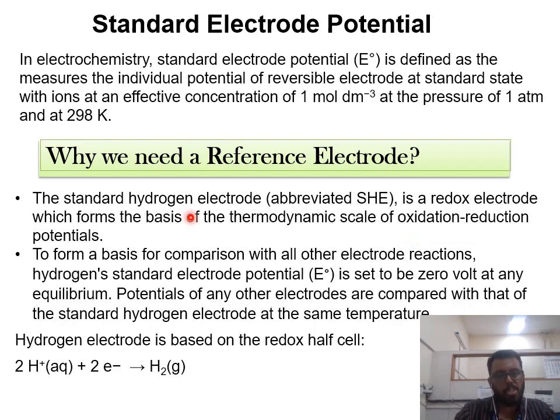It is a redox electrode which forms the basis of the thermodynamic scale of oxidation reduction potential. To form the basis of comparison with all other electrode reactions, the hydrogen standard electrode potential is considered as zero, and it remains zero at any equilibrium. It is very stable, and the potential of any other electrode is compared with that of the standard hydrogen electrode. For instance, the standard hydrogen electrode involves the hydrogen evolution reaction, where a two proton, two electron transfer process leads to hydrogen evolution. The potential for this one is zero.